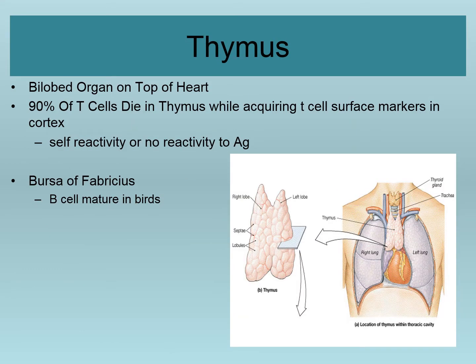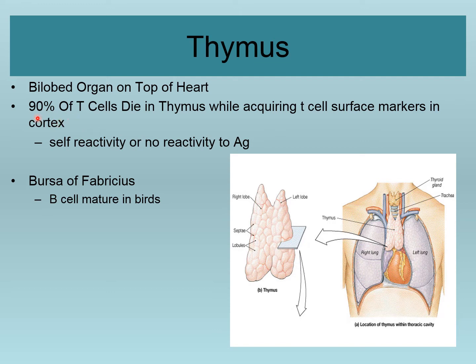Thymus is one of the primary lymphoid organs. It is located just above the heart, and it is composed of two lobes, a right lobe and a left lobe, and it's a site for T cell maturation. During the process of maturation, about 90 to 95% of the T cells die while acquiring the T cell receptor or marker in the cortex part of the thymus.